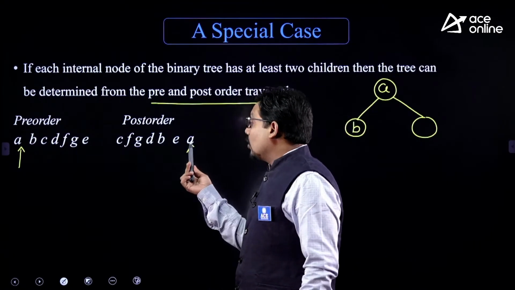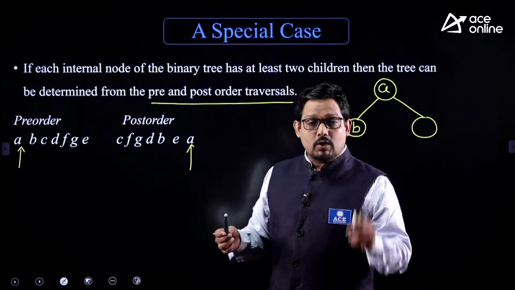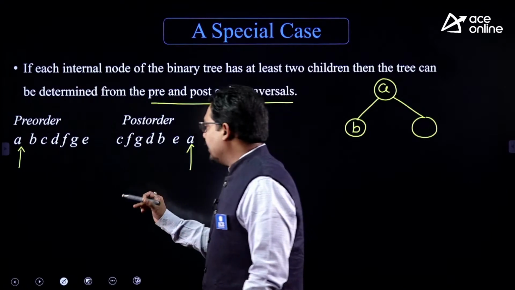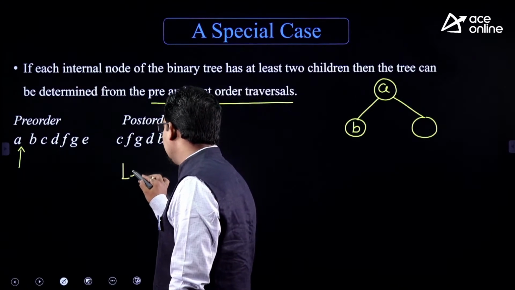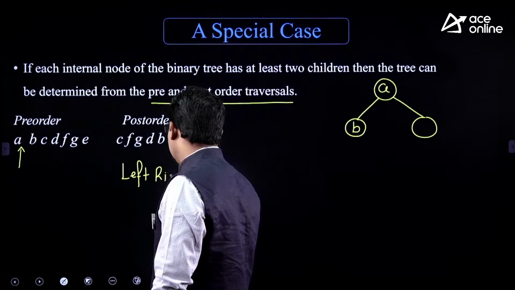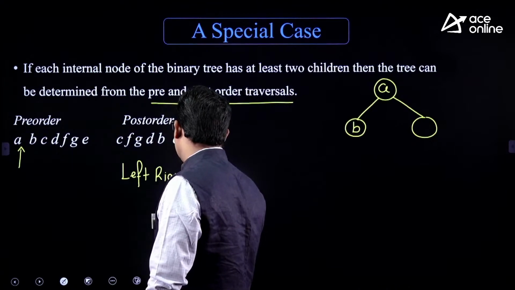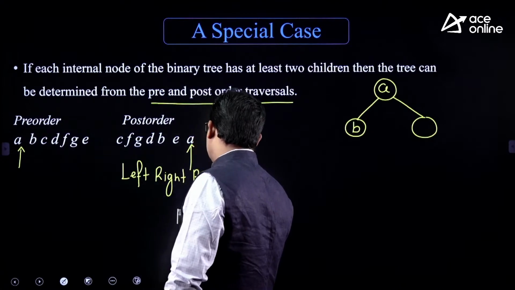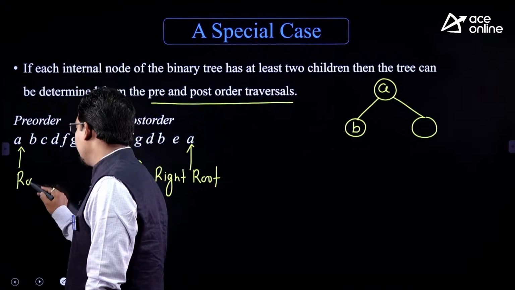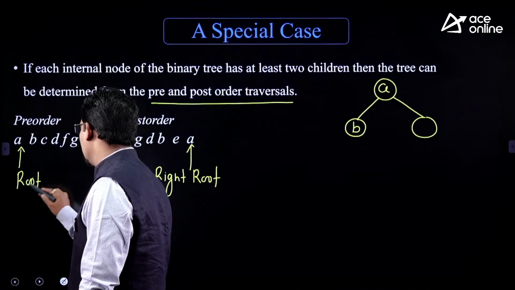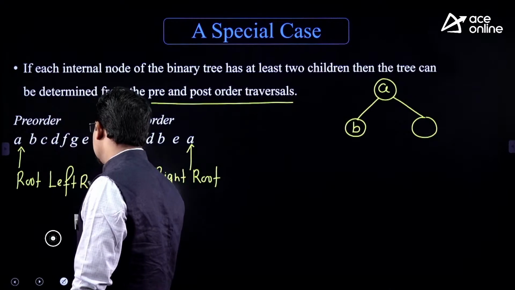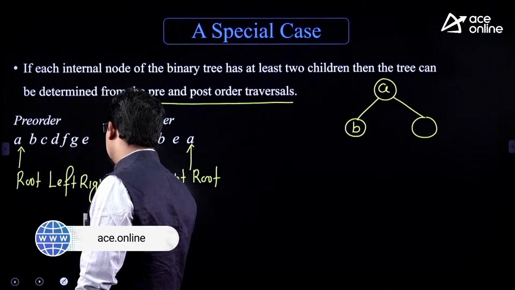Then what is the post-order traversal? Left, root and right. Okay, I'll write here, left, root and then right. Sorry, left, right and root. What is pre-order? Root, then left, then right. So this is the sequence of visiting the nodes.